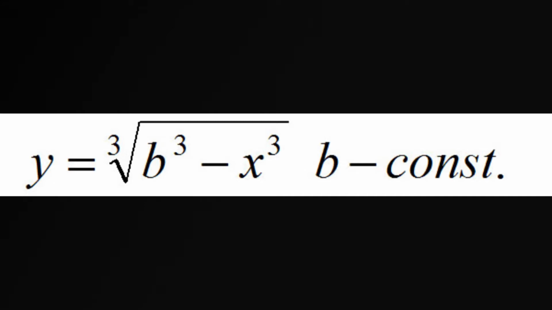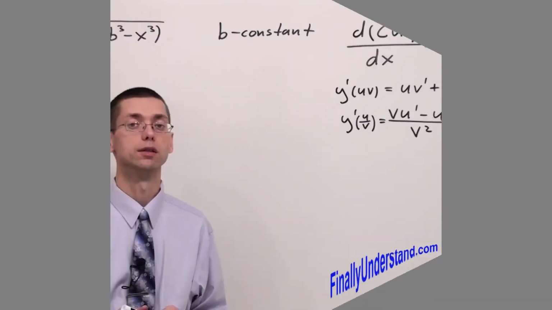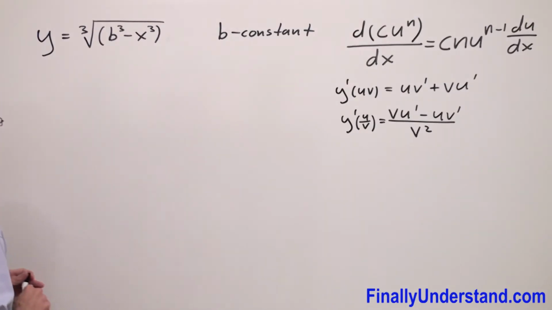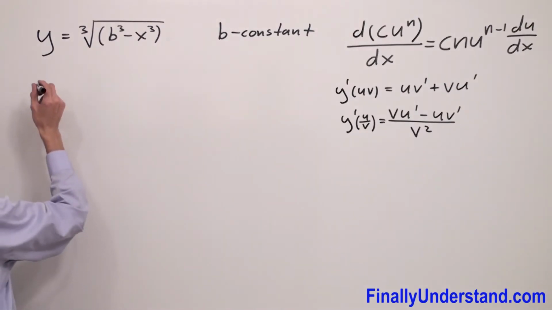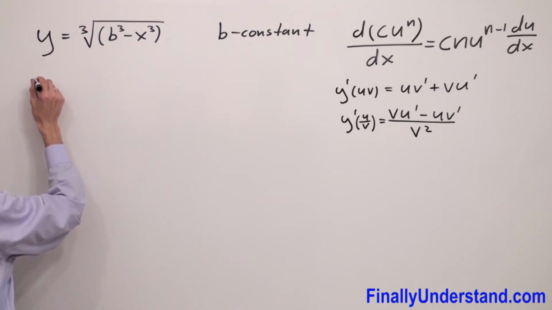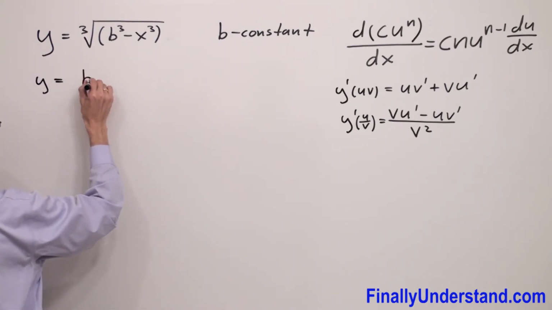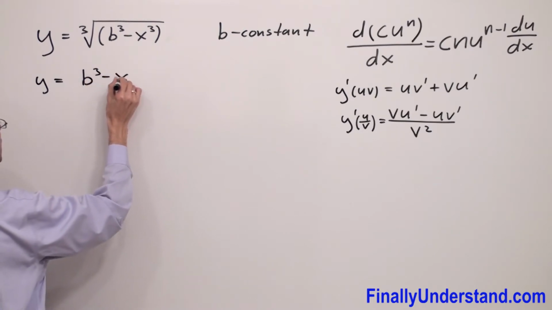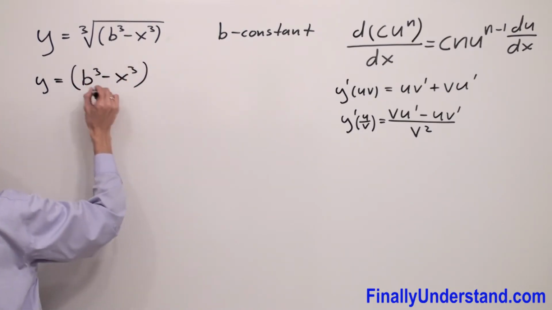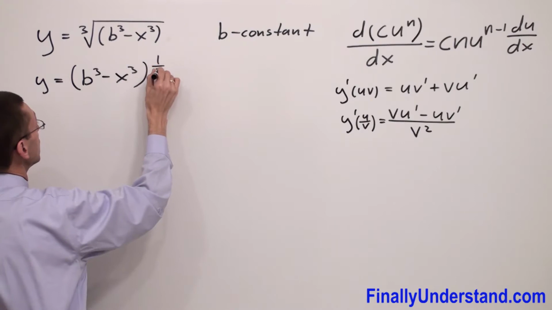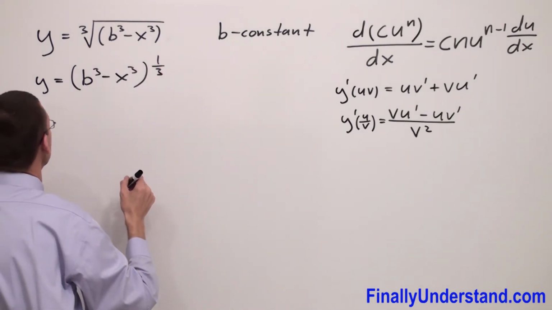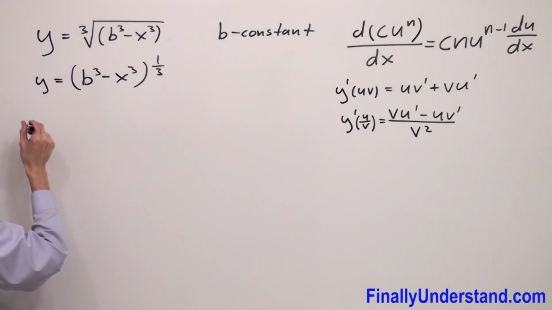In order to find the derivative of this function, we're supposed to convert the cube root to an exponent first. So I have y is equal to (b to the third minus x cubed) raised to the power 1/3. Okay, so derivative of it.